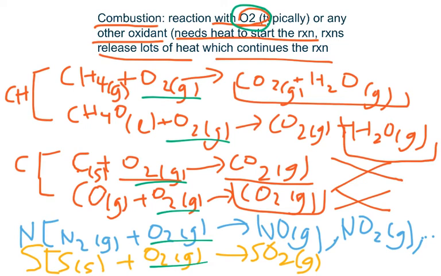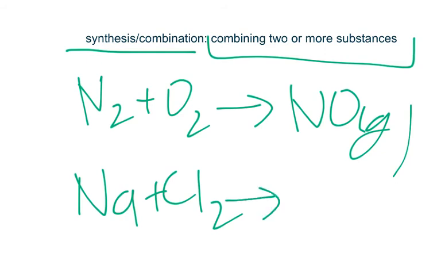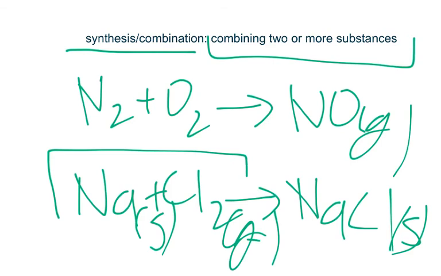You only use balanced reactions when you want to know what exactly is happening, and we just want to know the general overview, so that's why we're not balancing them just yet. So this is a combination reaction. Let's look at another combination reaction. If we combined sodium metal and chlorine gas, then we would get sodium chloride, which is a salt. And this is another example of a combination reaction because we have two or more substances being combined into one.